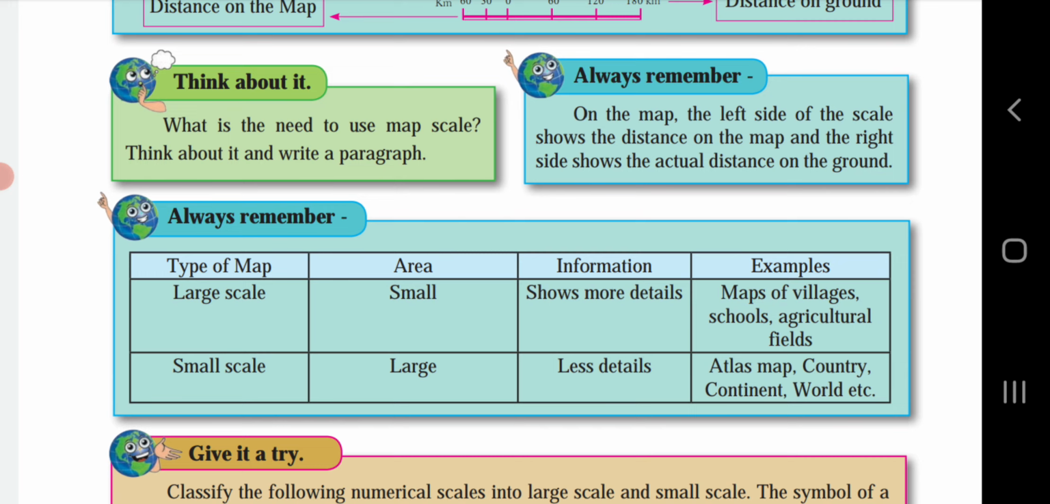Think about it. What is the need to use a map scale? Think about it and write a paragraph. Always remember, first we will see that think about it.